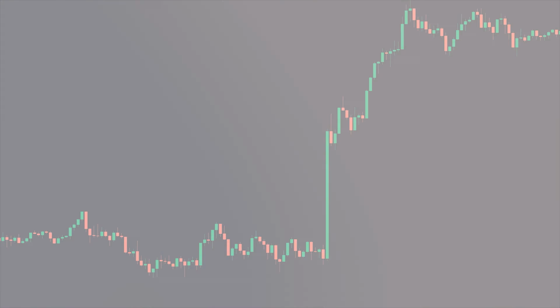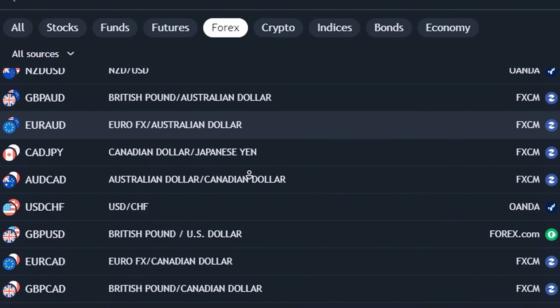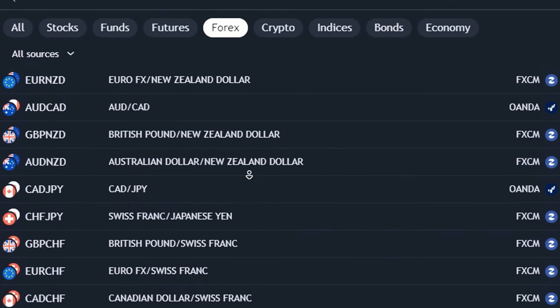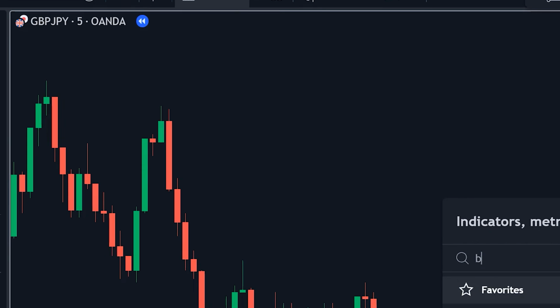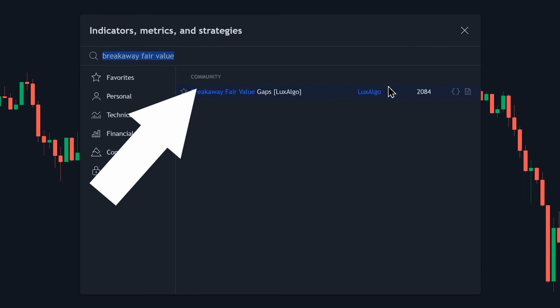Let's get into it. Now, to get started with this indicator, you want to go to TradingView and then open any trading security that you like in any time frame, and then click on Indicators and type in Breakaway Fair Value Gaps. And it's gonna be this one by Lux Algo.